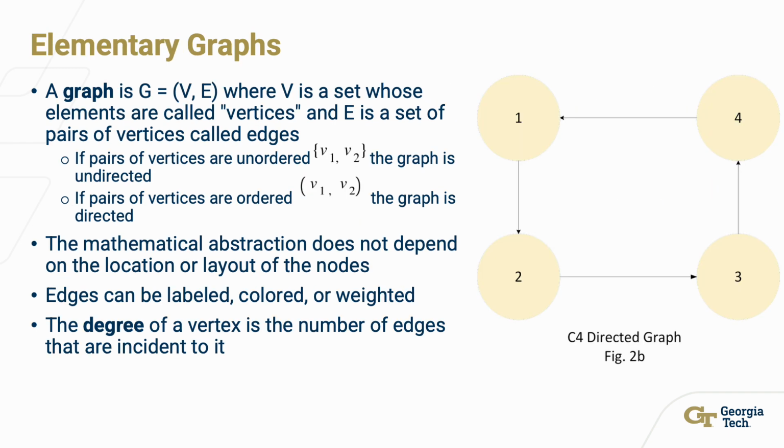In mathematics, an elementary graph is a combination of two sets, a vertex set and an edge set, as we can see to the right. If pairs of vertices are unordered, the graph is undirected, and if they're ordered, we call the graph directed, and we denote that with arrows instead of lines connecting nodes. A graph does not care at all about the location or layout of the nodes, just the sets and the connections between the elements. We can modify graphs by labeling, coloring, or weighting their edges, and the degree of a vertex is the number of edges which are incident to it.